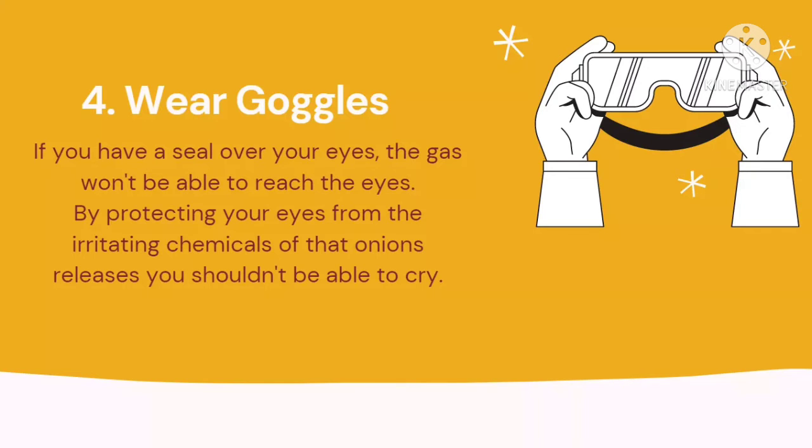Tip number 4. Wear goggles. If you have a seal over your eyes, the gases won't be able to reach them. By protecting the eyes from the irritating chemicals that the onion releases, you shouldn't cry at all.